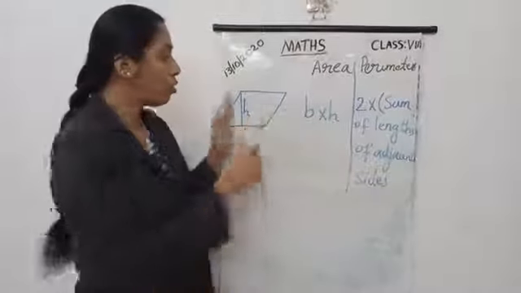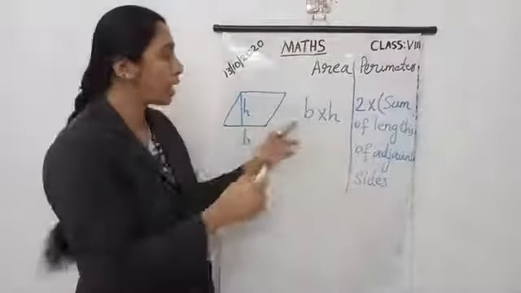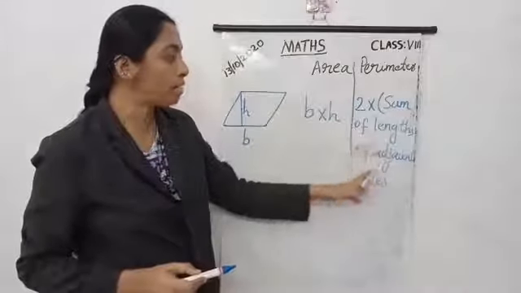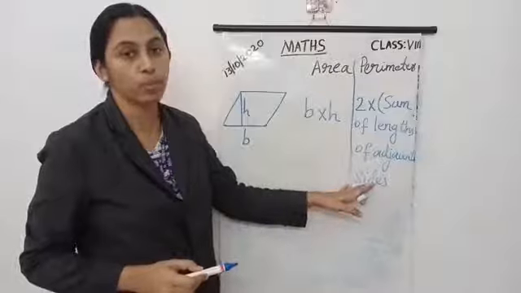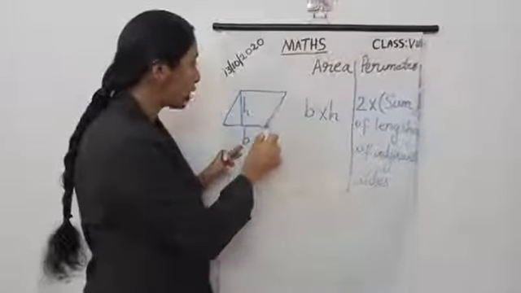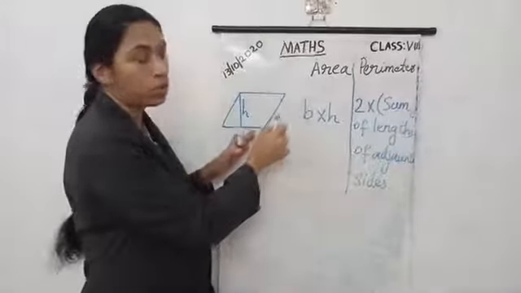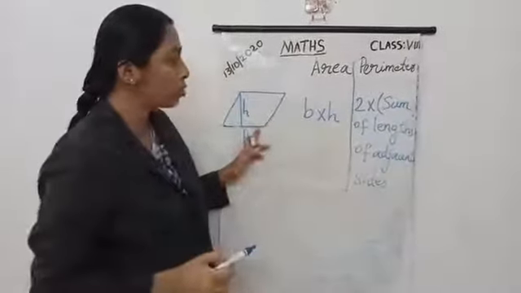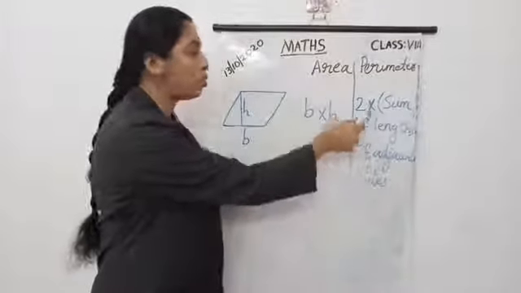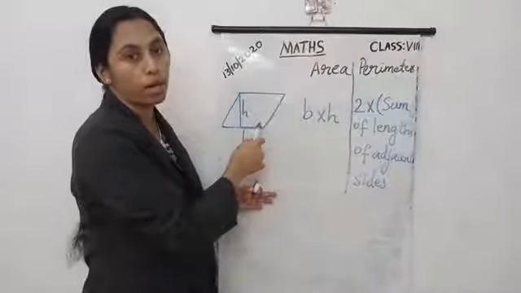So 2 into both, since two sides are equal. So we can write like this: 2 into the sum of lengths of adjacent sides. What is meant by adjacent sides? Adjacent sides means these two sides. Consecutive two sides are adjacent sides. So the sum of lengths of adjacent sides into 2 gives the perimeter of the parallelogram.